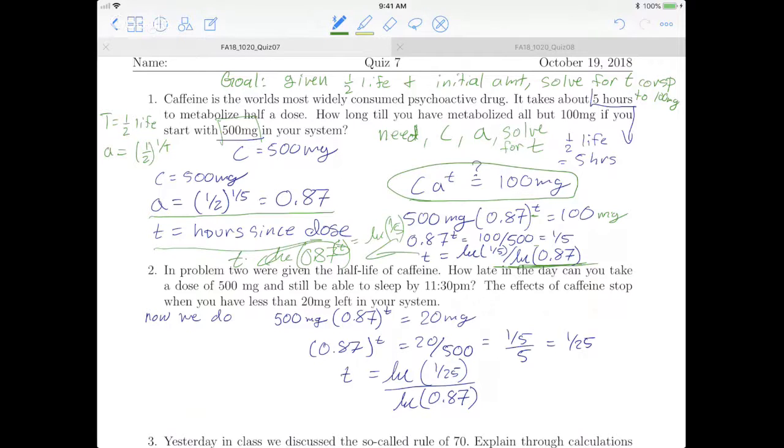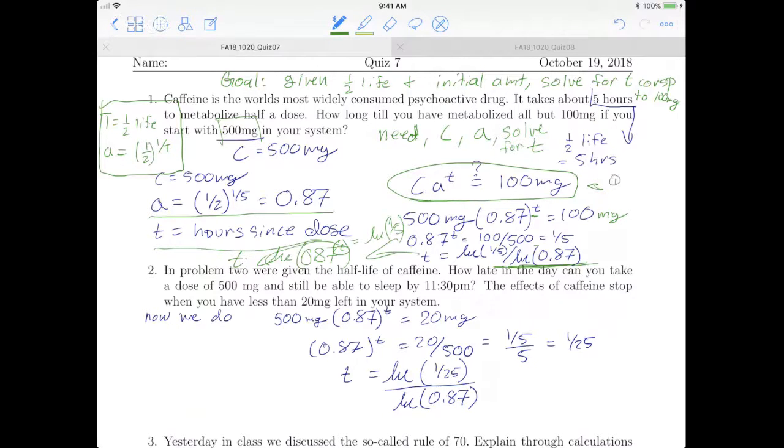And how are we going to do that? Well, we're going to use a formula. If capital T is my half-life, then my decay factor is 1/2 to the 1/T power. Okay, so what else do I need to know? Well, my C is given. C is 500 milligrams. And you see here, I've skipped a couple steps of algebra.